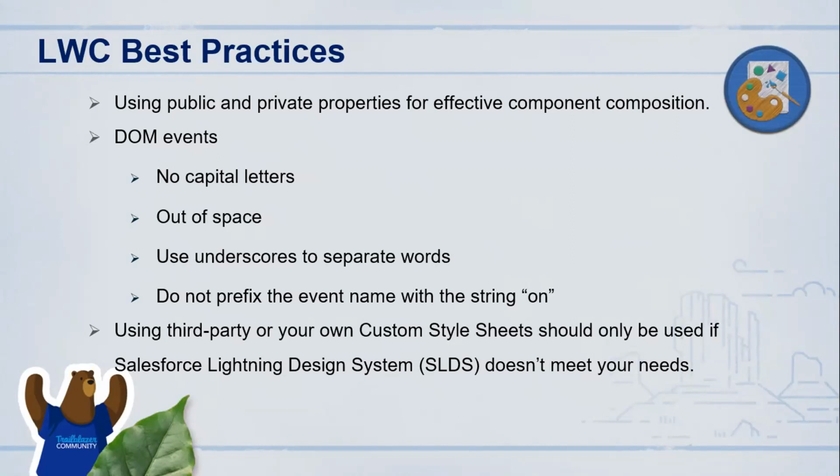On naming those events, we should keep the following things in mind. First of all, we should not use any uppercase letters or spaces, and use underscores to separate words. For example, for two words, use an underscore. And don't prefix the event name with on, like onclick or onhandle, don't use it.